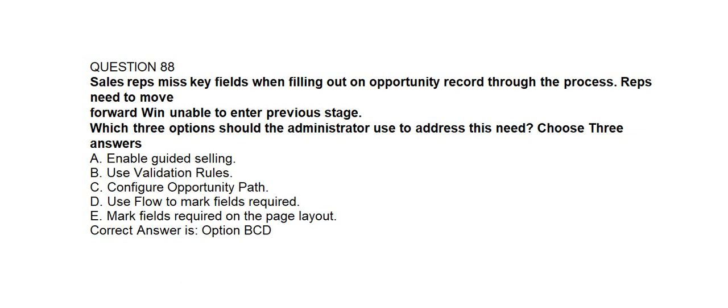Option B. Use validation rules. Option C. Configure opportunity path. Option D. Use flow to mark fields required. Option E. Mark fields required on the page layout. Correct answer is options B, C and D. Use validation rules, use flow to mark fields required, and mark fields required on the page layout.